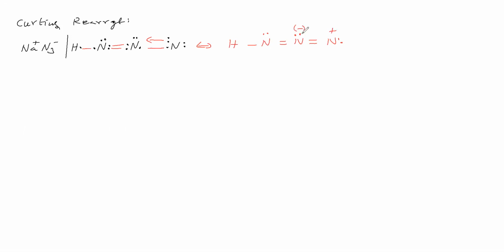Next we will shift this bond here. Then we will write nitrogen having 2 lone pairs, negative charge, double bond N, negative charge, double bond N, positive charge. So we have written like this.